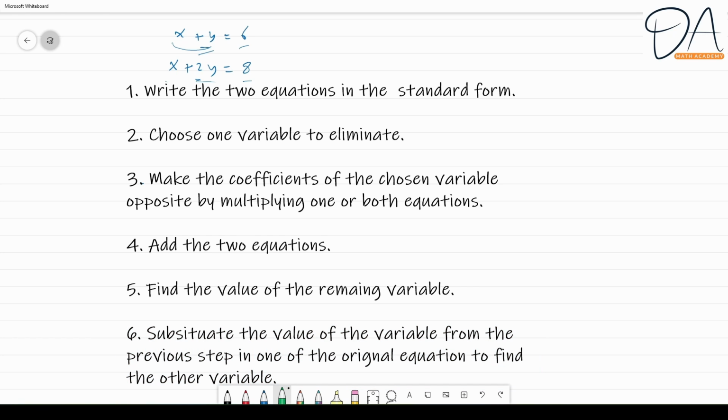And you can verify this by substituting the values that you get in both of the original equations. If you substitute the values that you get in the original equations, they should satisfy both equations. So now let's take some examples.